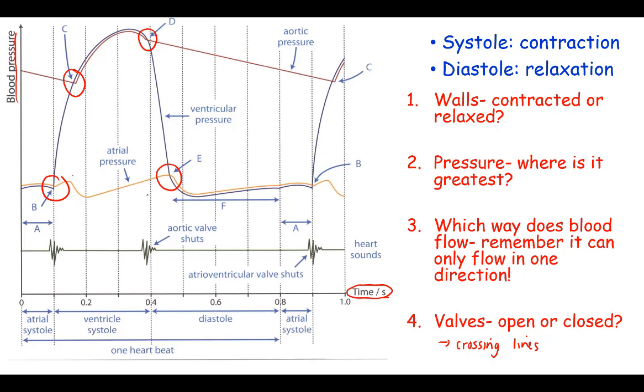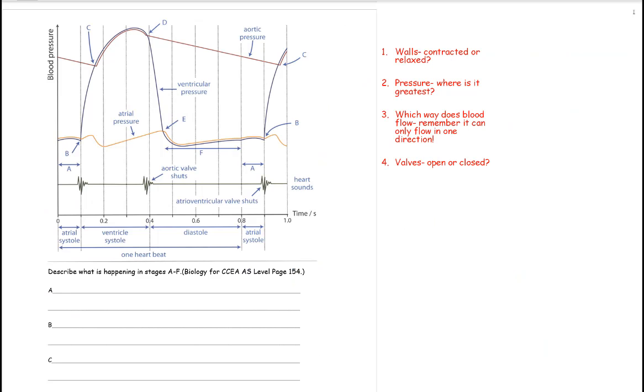Now, an easy thing to remember here, we've got 2 sets of valves, the AV and the semilunar. The ones which are between the atria and the ventricles are the AV valves. So B and E relate to the AV valves, and C and D relate to the semilunar valves. I will put up the notes for you in a little file, and this is sort of how you can describe what's going on at each place. So remember to use these 4 things.